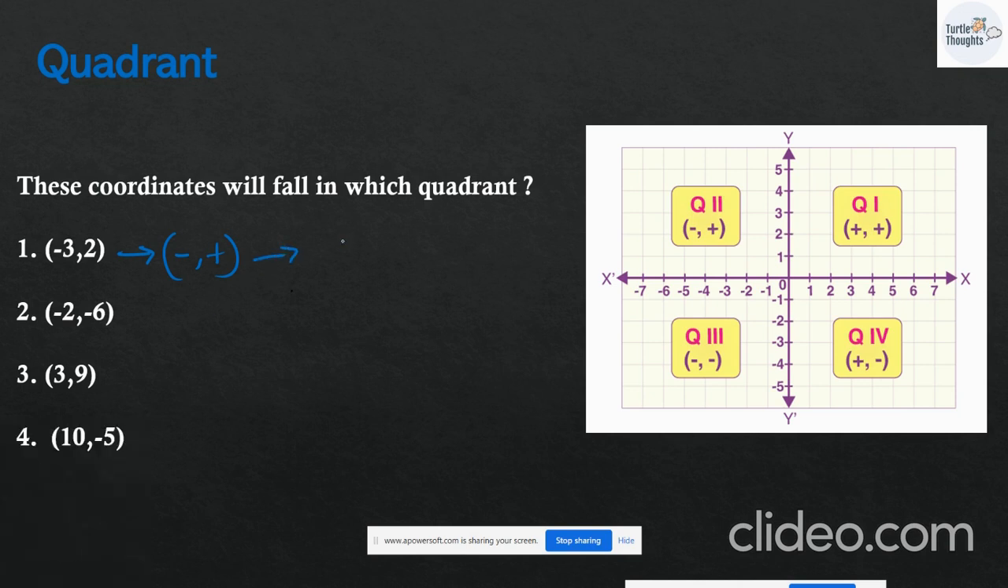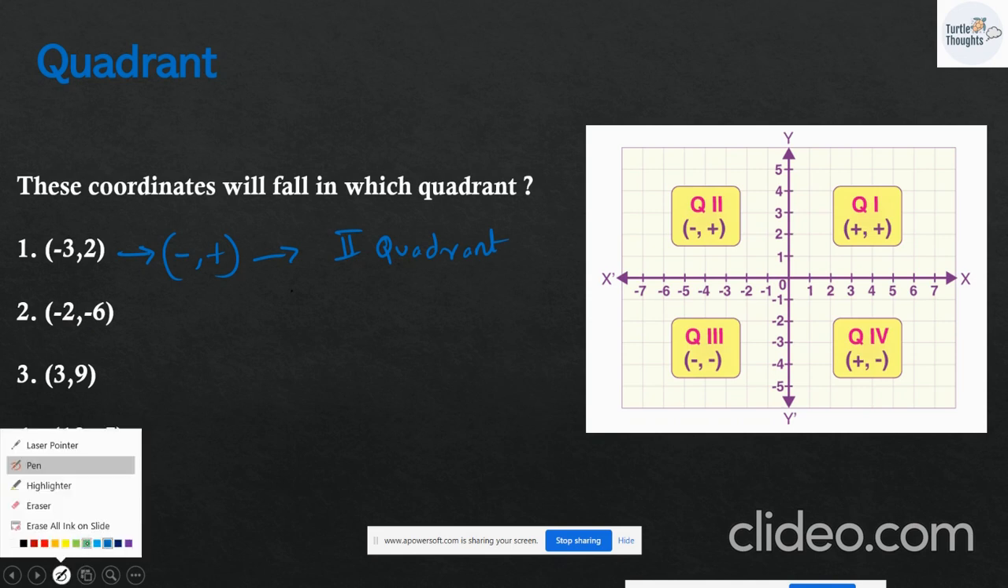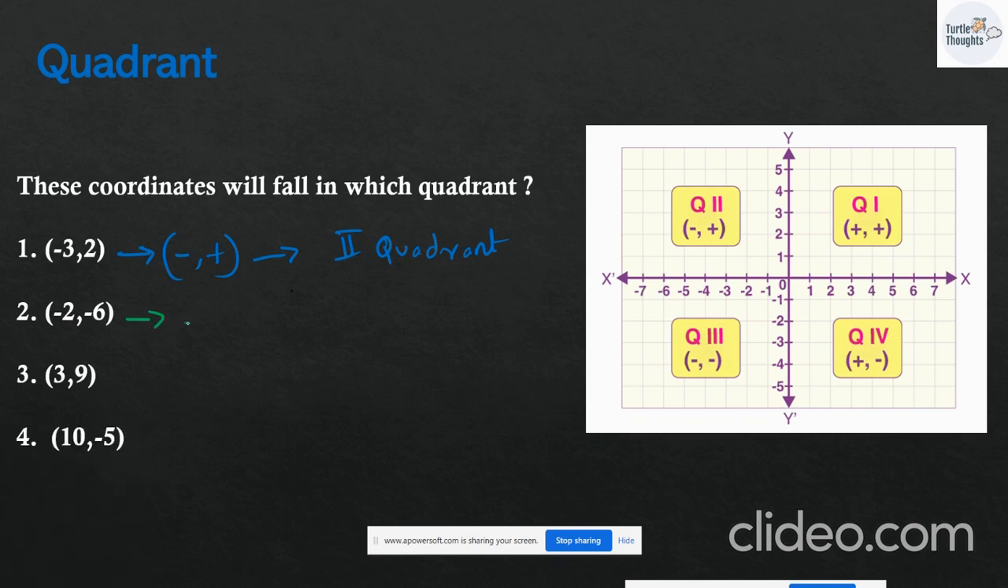Yes, so it is going to be in your second quadrant, right? Minus 2 comma minus 6. Yes, it is minus comma minus, so it will be in your third quadrant.